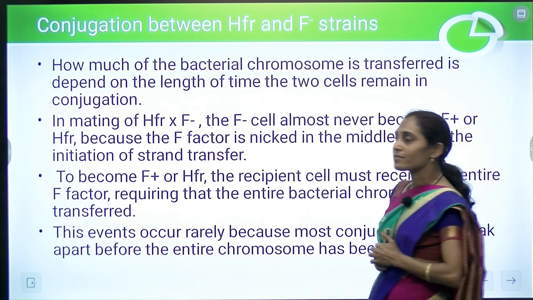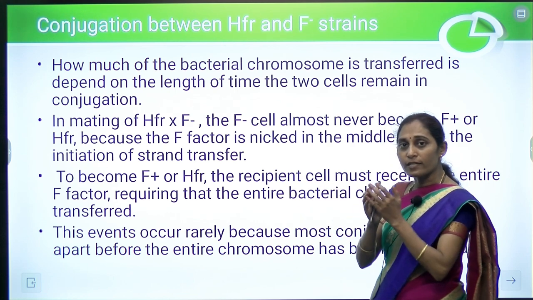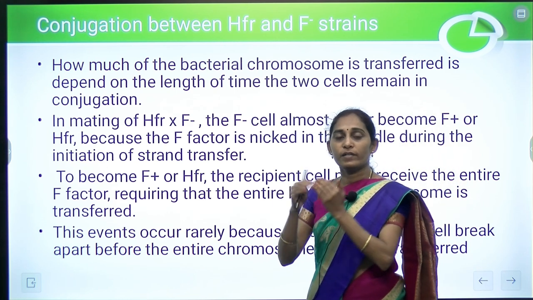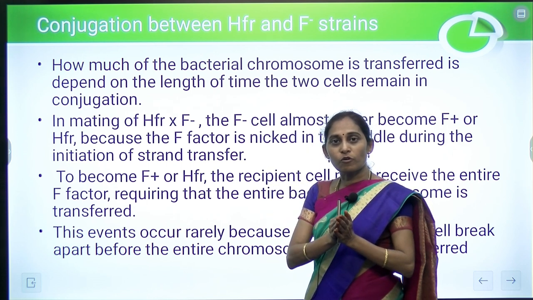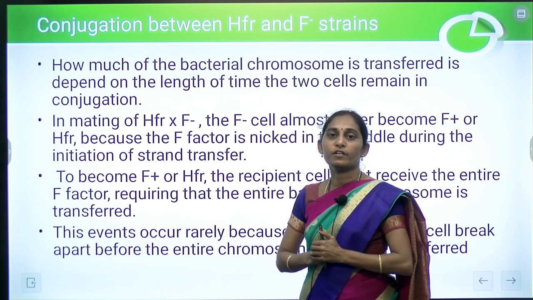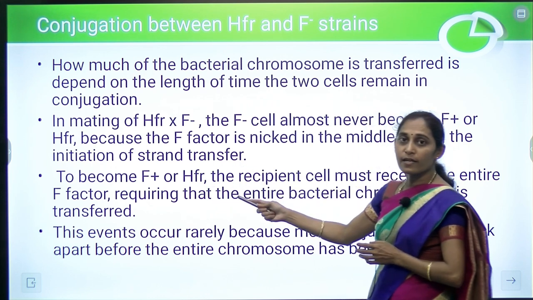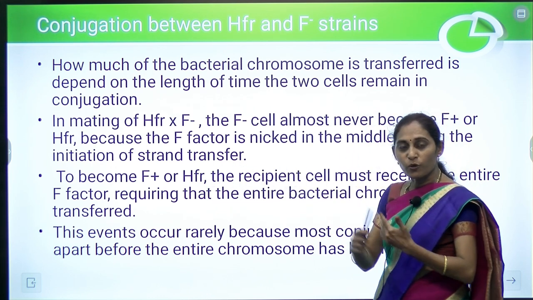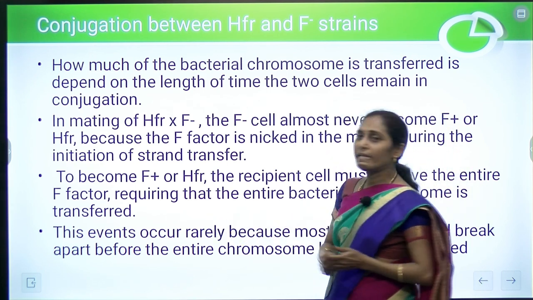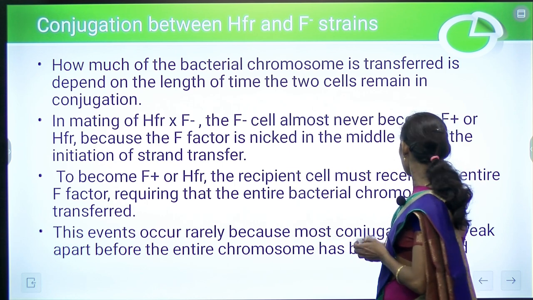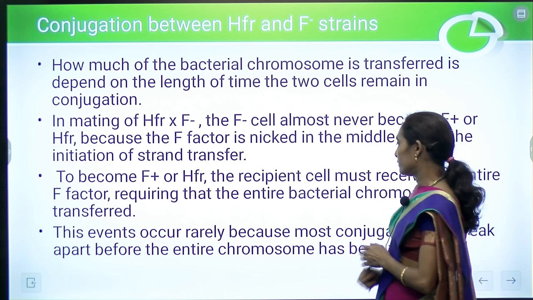because the F factor is nicked in the middle, not at the end. If the recipient is to get the whole F factor, then the entire bacterial chromosome must move into it. This never happens in nature. To become F plus, the Hfr strain has to donate its entire DNA to the F minus cell, and this event occurs rarely because most of the conjugating cells break apart before the entire chromosome has been transferred.